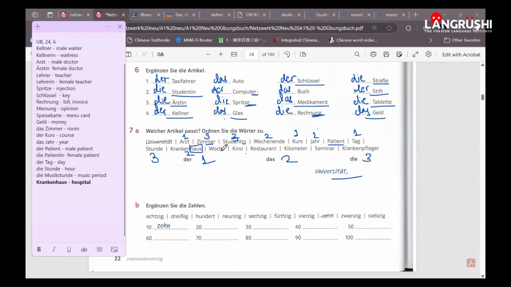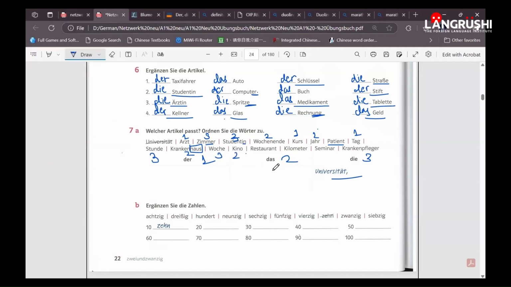Okay, next one. Woche. Week. Die Woche. Then we have Kino. That is movie theater. Das Kino. Yes, let me write cinema hall on it. Das Kino is 2 and this is 3.